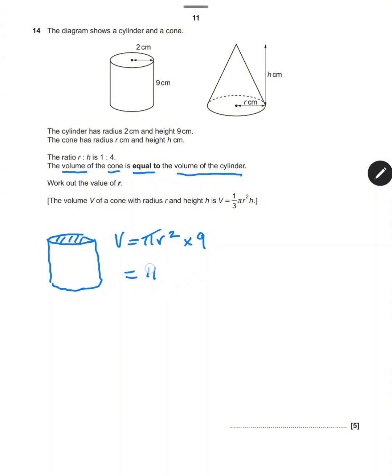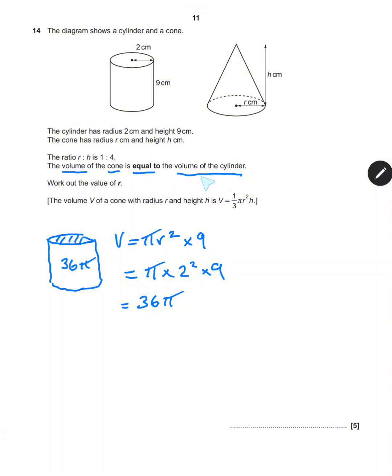So what we get is pi times the radius is 2, 2 squared multiplied by 9. And 2 squared is 4. 2 2s are 4. 4 times 9 is 36. And 36 times pi is 36 pi. So that is the volume of this cylinder.